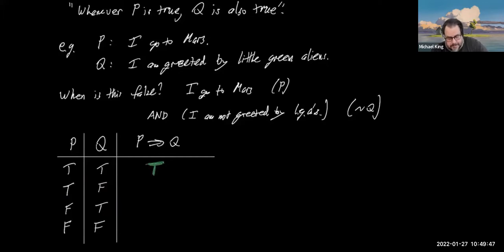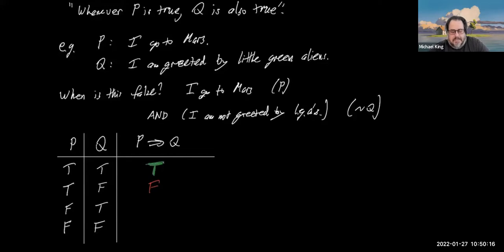So this was true. This was false. Now, the 2 that start where P is false are kind of interesting. Because if I don't go to Mars, maybe I stay on Earth, but I'm still greeted by little green aliens. Maybe they come to me. Or maybe I'm not greeted by little green aliens, right? There are 2 possibilities there.